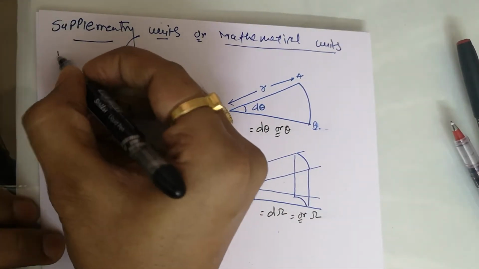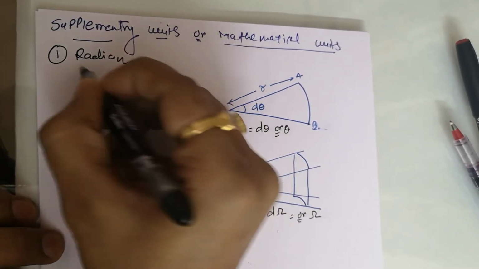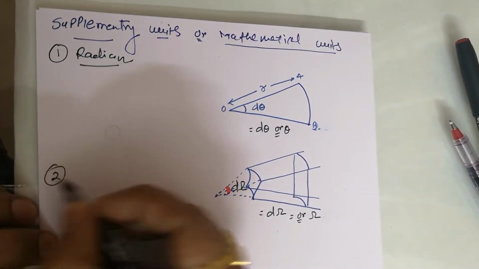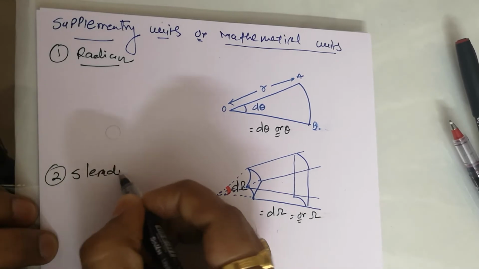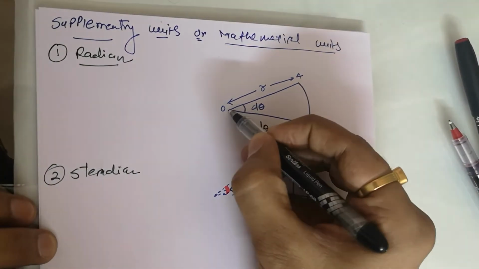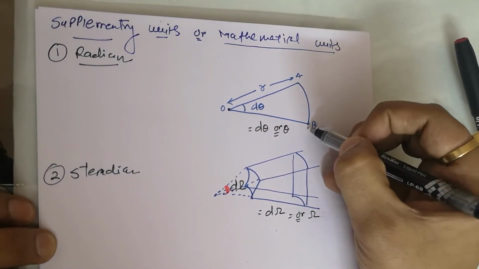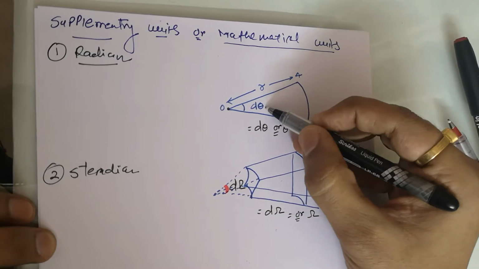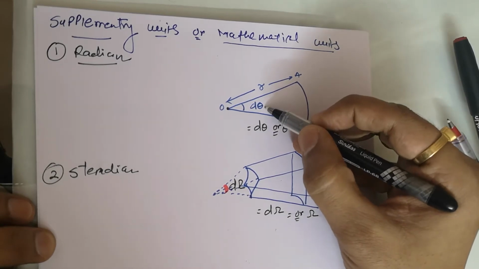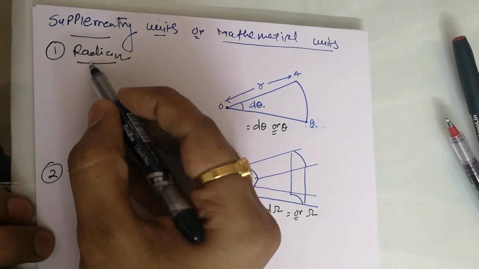First of all, we have the very first of the supplementary units. It is called a radian, and the second one is called a steradian. The radian part: whenever we have an angular part, say a semicircle or circle, its extended angle is called d theta. That theta is represented by the radian.